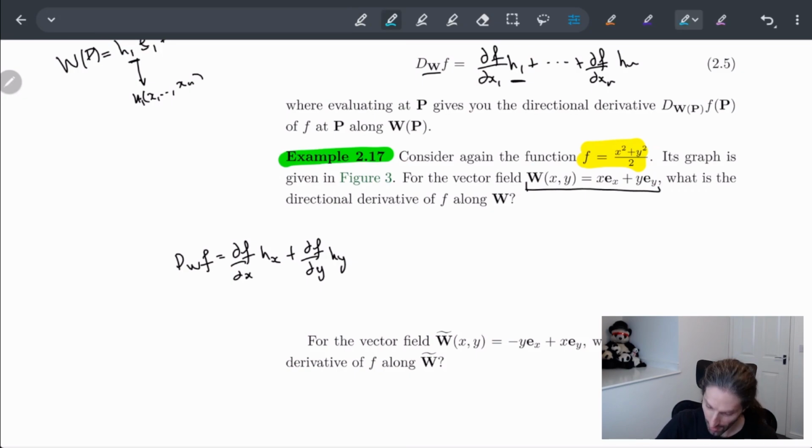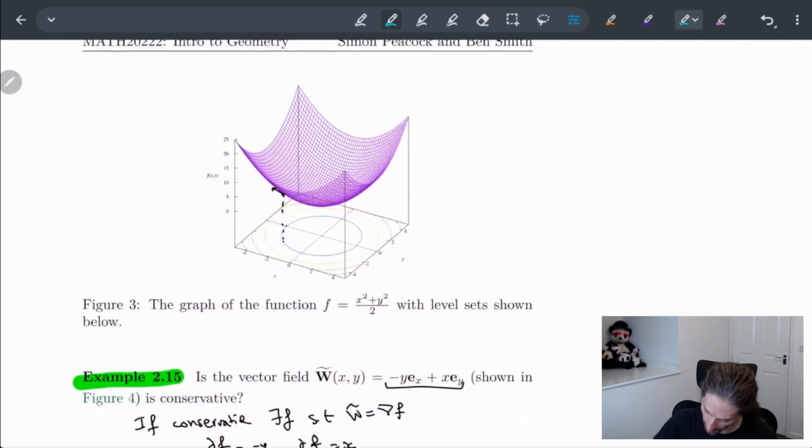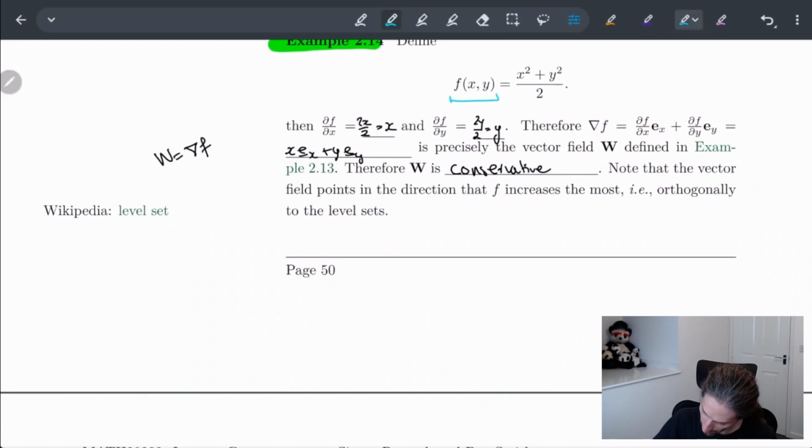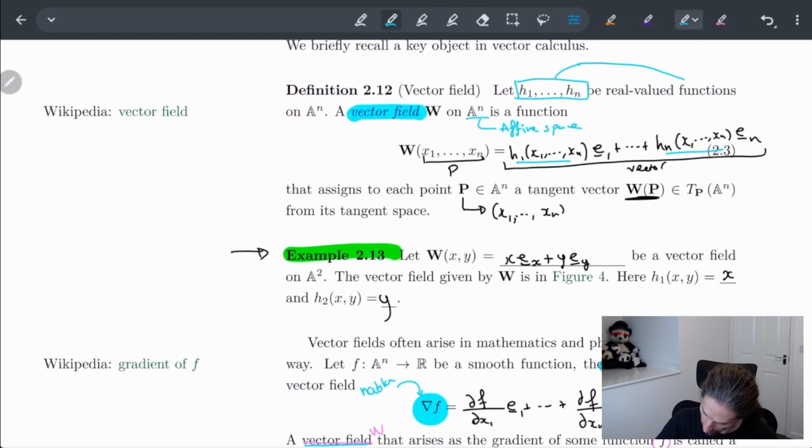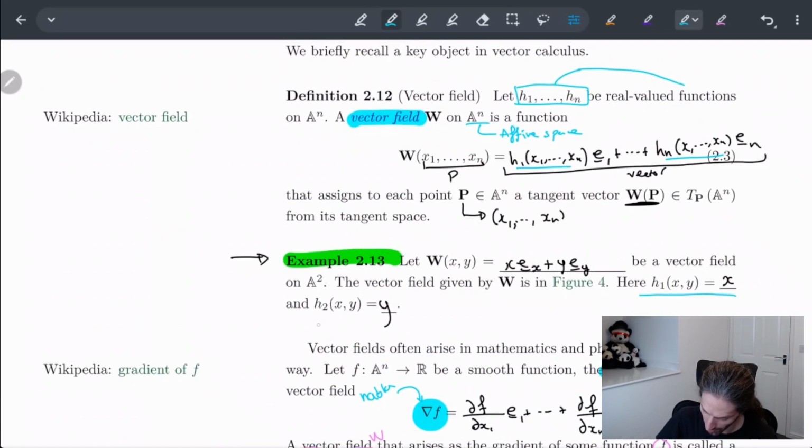So what is this? df/dx we already calculated, right? This is x and this is y. Now what's h1 and h2? This we also calculated, right? We calculated this last time. Let's go back and see here. Where did it go? Here. So here we have h1 and h2.